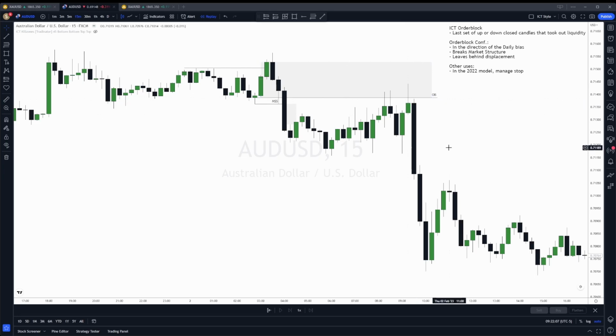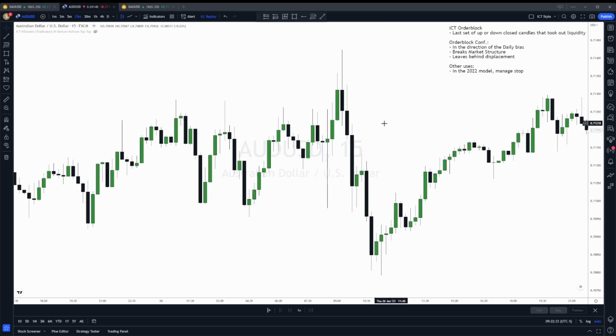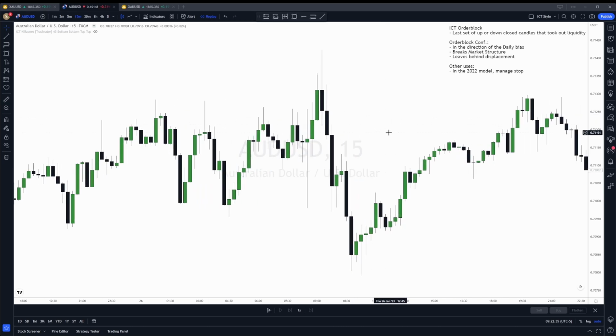So let me actually find you another example of an order block. So right here we have another really high probability order block. And I'm going to give you a few moments to actually look and find it yourself. Pause the video because it's a really good exercise. All right, I'll go over it.